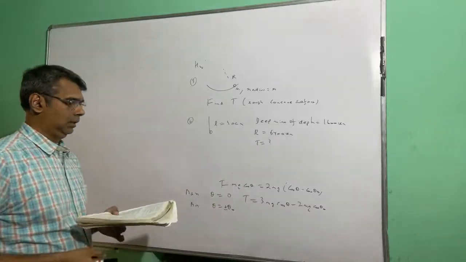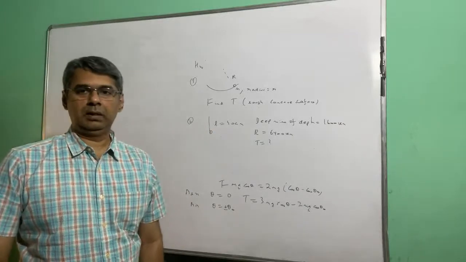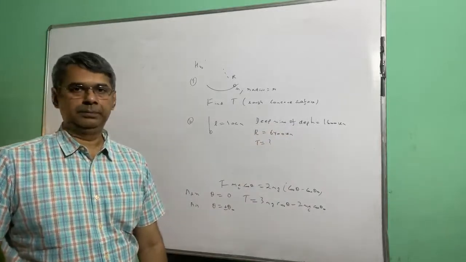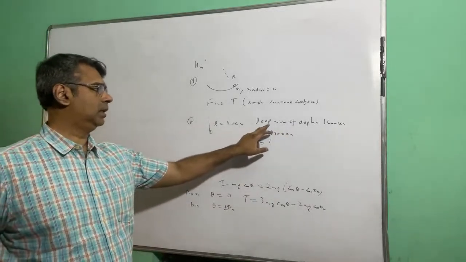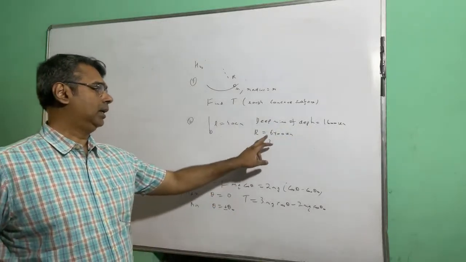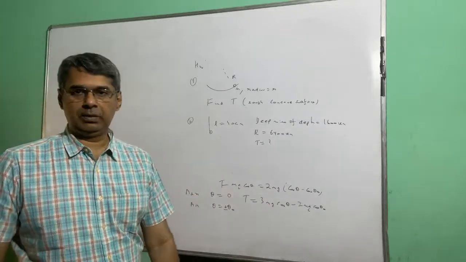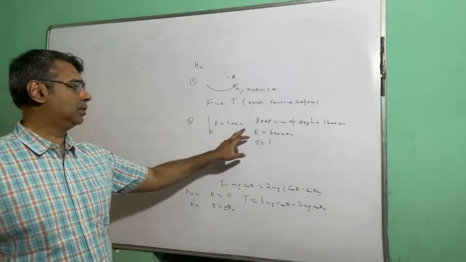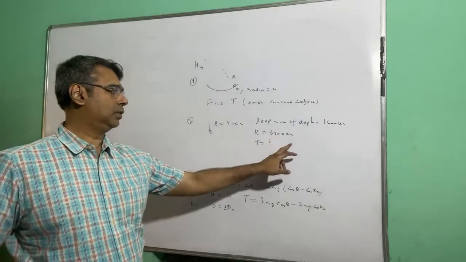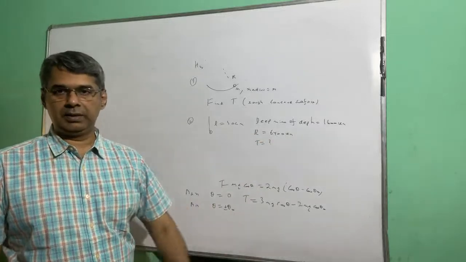Okay, the next question is that a pendulum has got a length of 40 centimeter. This pendulum is taken inside a deep mine, of depth 1600 kilometer, and the radius of the earth is 6400 kilometer. The question is, what will be the time period of this pendulum when it is taken to the deep mine?